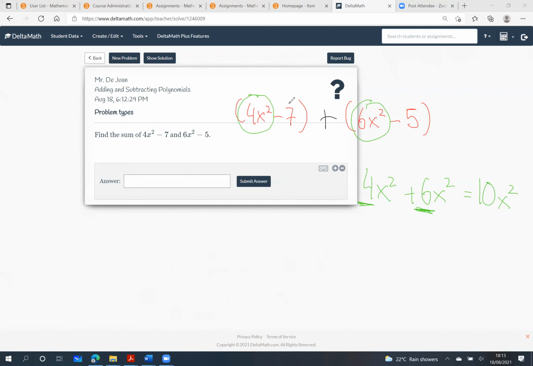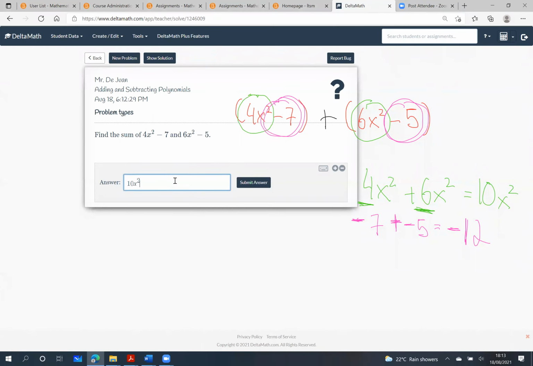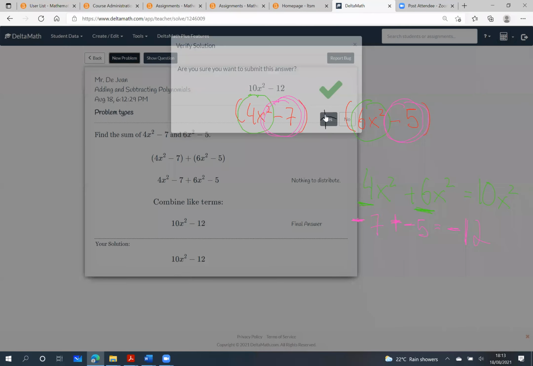And now I'm going to do positive 7 in pink, and negative 5. I'm going to combine these two: 7 plus negative 5 is 2. So let's write that down just how we have it: 10x squared plus 2. And there we have it.